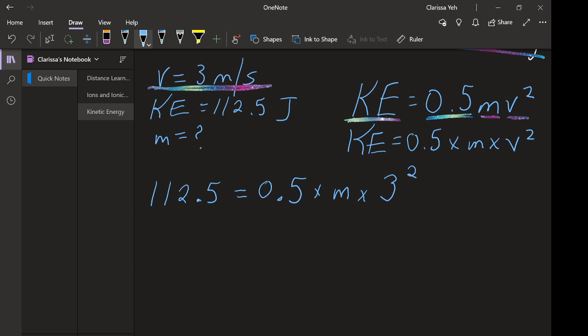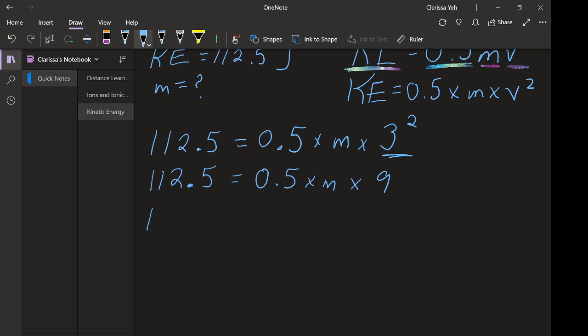Now, the next bit is to clean it up and fine tune it. So on my left hand side, it's pretty cleaned up, it's just one number, so I'm leaving it at that. But my right hand side is a bit messy, so I'm going to clean it up step by step. Well, the first thing I could do is change the 3 squared into 3 times 3, which is 9. And you have to do that bit first anyway, because remember BODMAS, and in maths, anytime you see a power, you have to do that before you do any timesing. So 0.5 times m times 9.